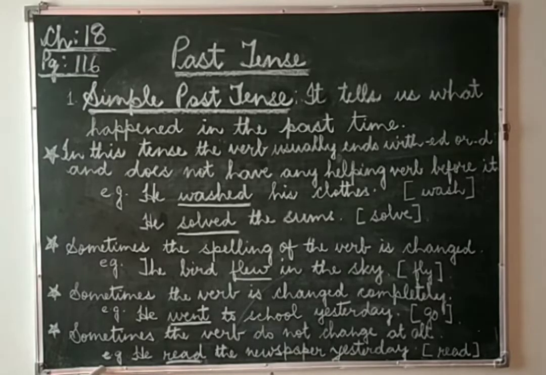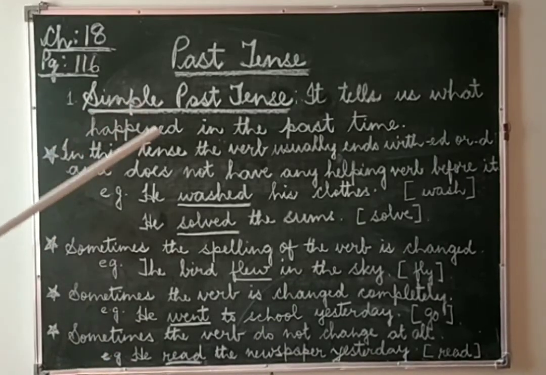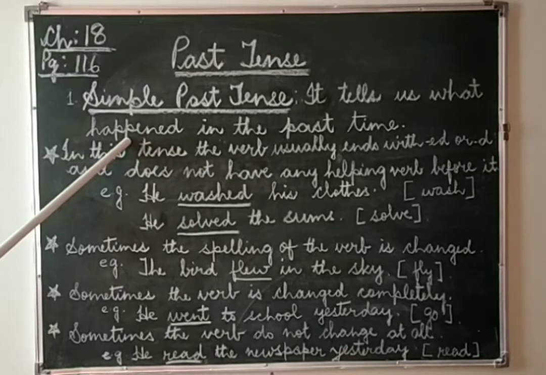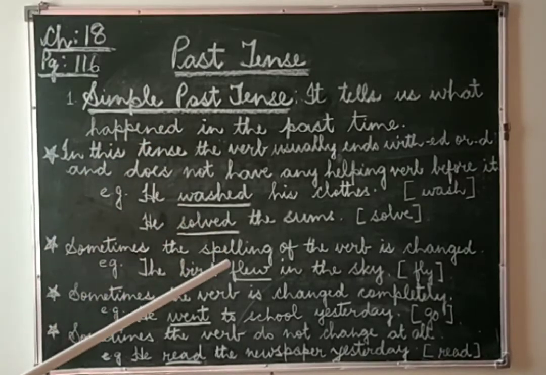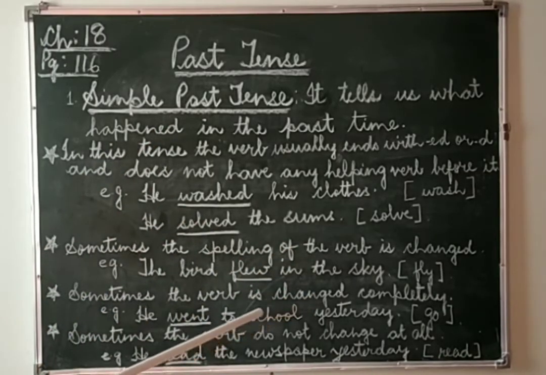So what have we studied in this? That the simple past tense is any action that has happened in the past. It is the V2 form and it is also called past indefinite and sometimes it ends with ed or d. When ed or d is added to the verb, then it becomes simple past tense and sometimes the spellings are changed, sometimes the verb is completely changed and sometimes the verb does not change at all.